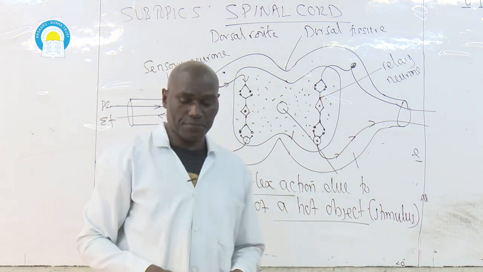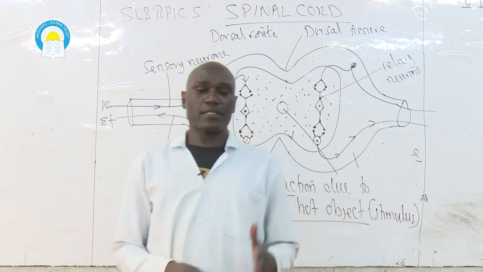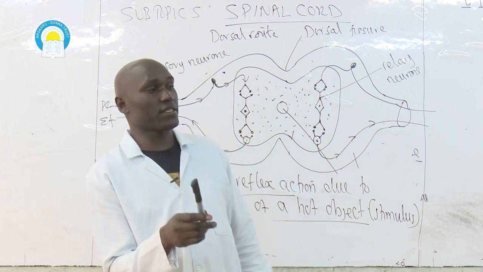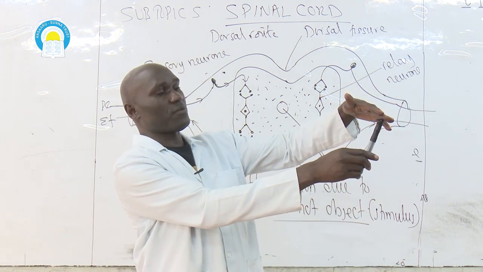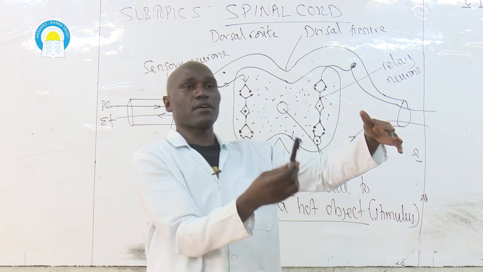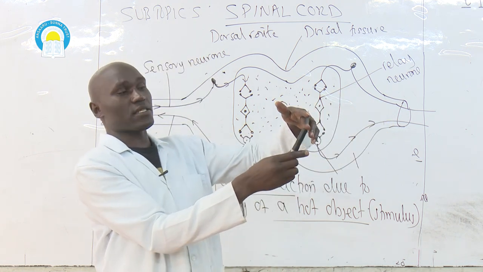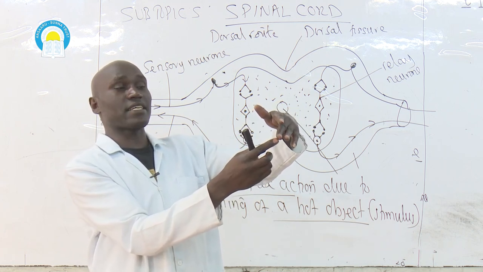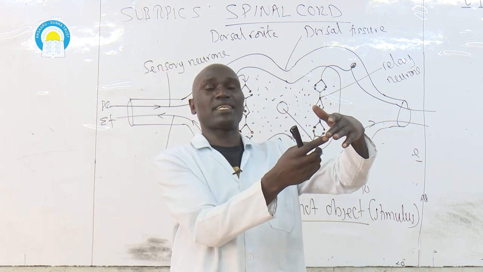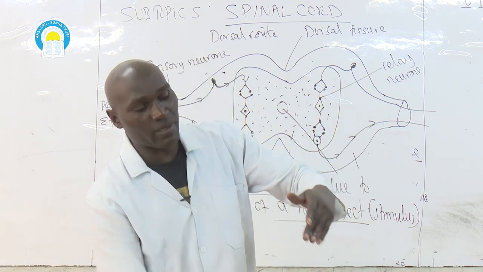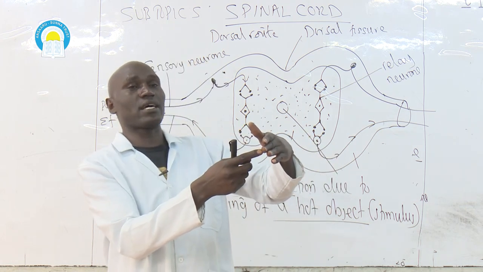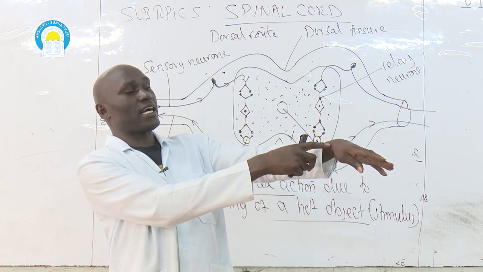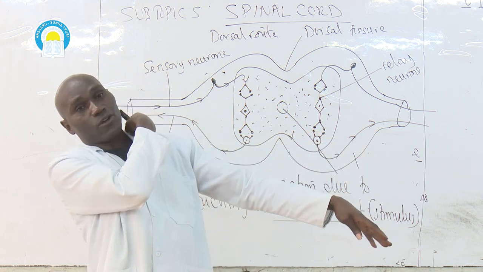So when one touches a hot object, take for example, if I take this whiteboard marker to be a hot object, when I touch the hot object, then high temperature from the object will serve as stimulus. The stimulus will generate a nerve impulse. That nerve impulse that is generated will be detected by the skin. The skin will then transmit the stimulus to the sensory neuron. Sensory neuron will conduct nerve impulse to the spinal cord.